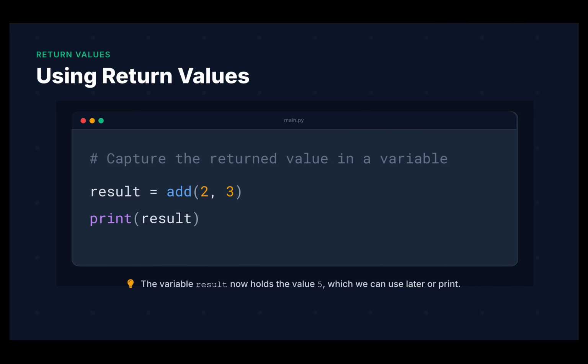This is to show you how a return value can be captured in a variable. result equals add(2, 3) means the value produced by the function is stored and can be used later. This is what makes return values far more powerful than simple printing.